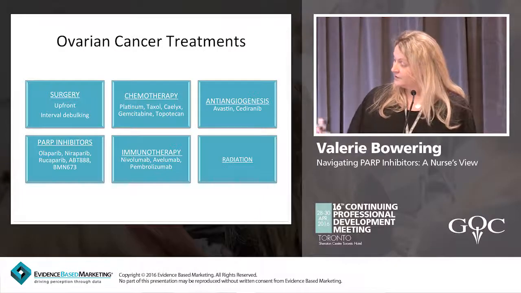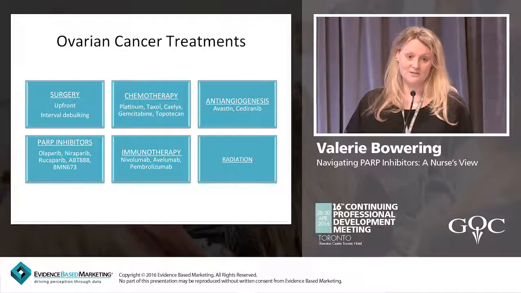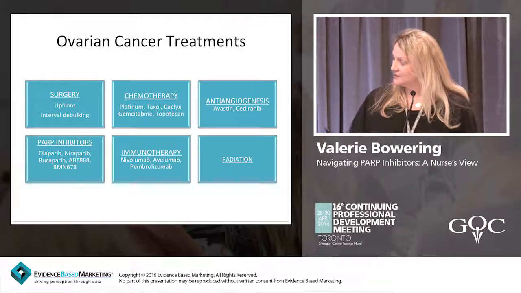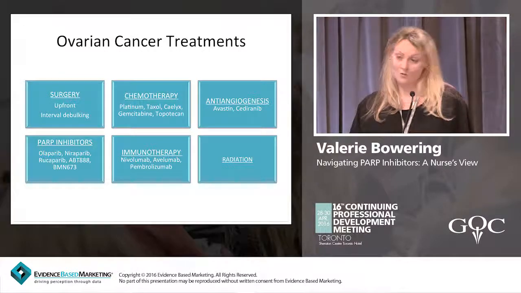Then we have the PARP inhibitors. I'll go into more detail about that. And the new hot topic, of course, is immunotherapy. Radiation is there as well, and hormones sometimes can come into play. It just depends on the stage and where things are.